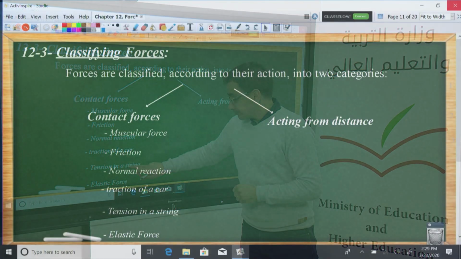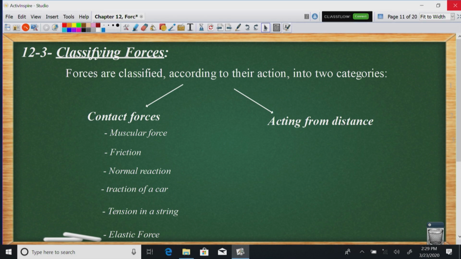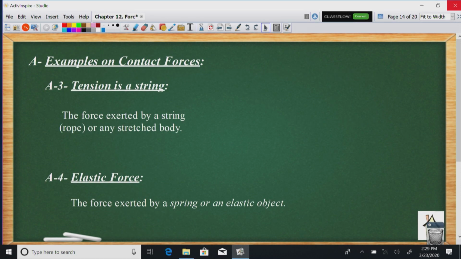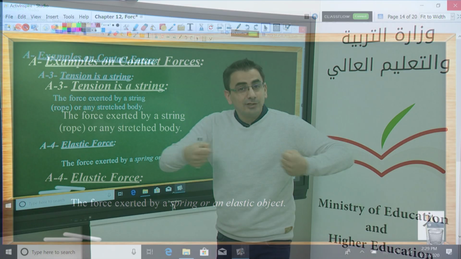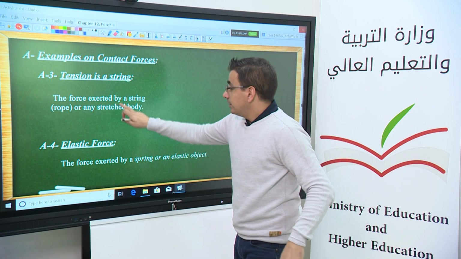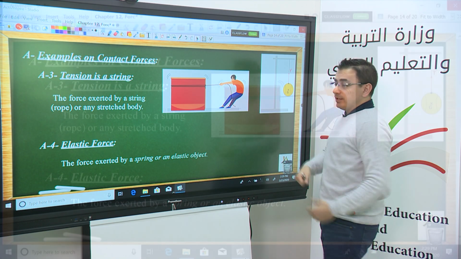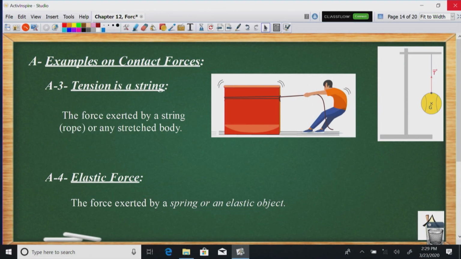Tension in a string and elastic force. These two forces are going to be seen displayed together. First, let's talk about the tension in a string. A string or a rope, any extended object that is taut. For example, the guy here is pulling the box by a rope. This rope exerts tension. So tension here is pulling the box in this direction. So the force exerted by the string on the box is called the tension.